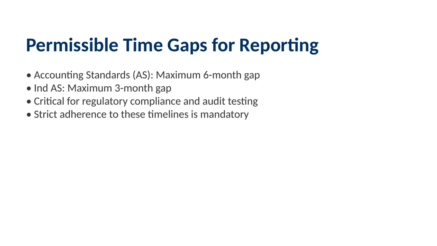Now pay close attention to the time limits here, as these are frequently tested. If the company follows accounting standards, the gap between reporting dates cannot exceed 6 months. But if they are following IND AS, that window shrinks to a maximum of 3 months.